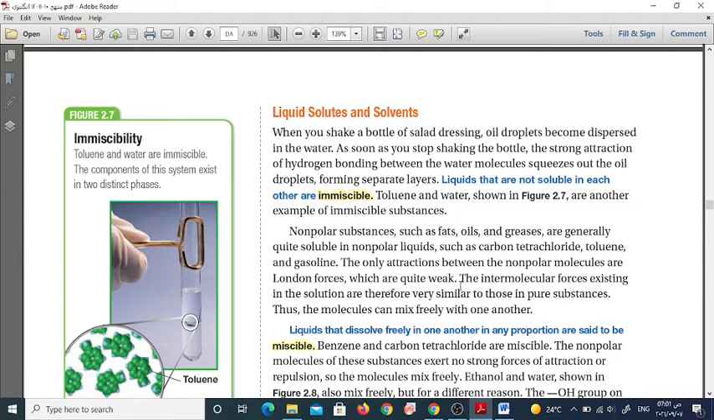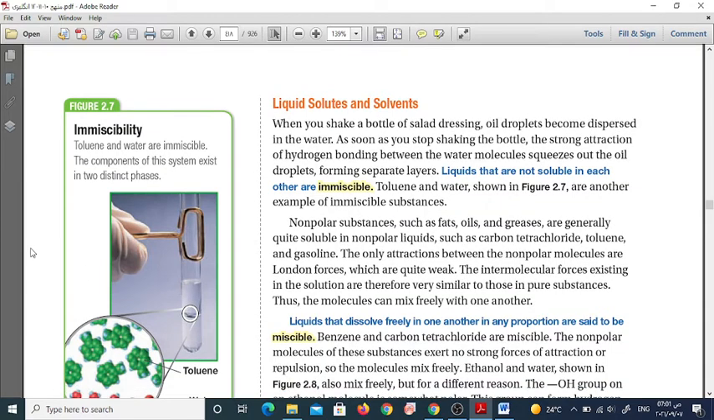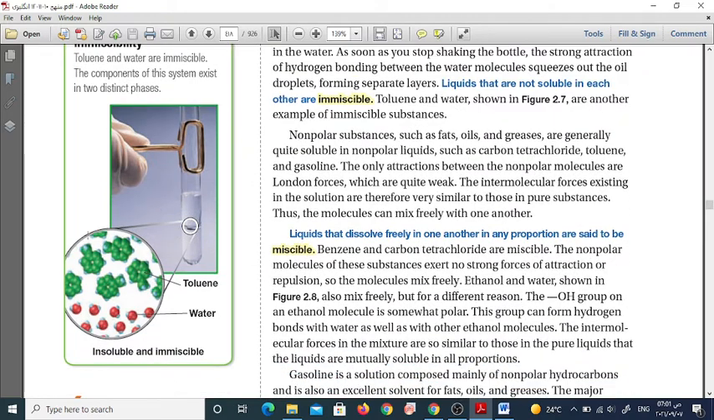However, toluene, as in this picture, toluene is liquid, and water is liquid as well. The upper part is toluene, and the lower part is water. Toluene is liquid, and water is liquid, and they will not mix up. Why? Because toluene is nonpolar, and water is polar, so they will not mix up. They will not get dissolved in each other. In this case, we will say immiscible.